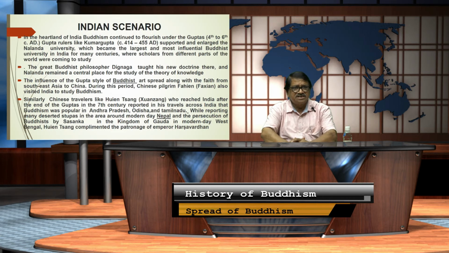While reporting, he found many deserted stupas in and around present-day Nepal, and the persecution of Buddhists by Shashanka, who was not a Buddhist king. He started persecuting the Buddhists, and it was during the time of Shashanka. He was a ruler from Gauda. Gauda is present-day Bengal. Shashanka did not like the Buddhists, so it was perhaps when Xuanzang visited, after Shashanka's rule came to an end.